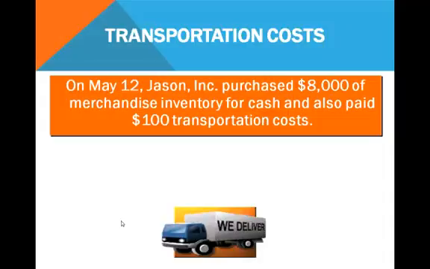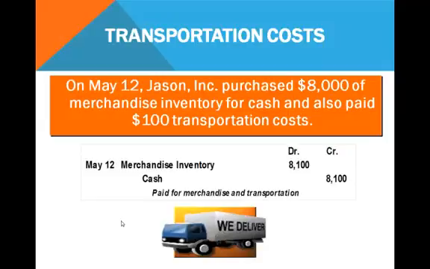Let's look at an example. On May 12th, this company purchased $8,000 of merchandise inventory and paid $100 in transportation costs. What's the total cost of the merchandise purchased? The total cost of the merchandise purchased is the purchase price of $8,000 plus the $100 in transportation cost. The journal entry includes a debit to merchandise inventory for $8,100, the total together, and a credit to cash for $8,100. So we paid for it in cash.